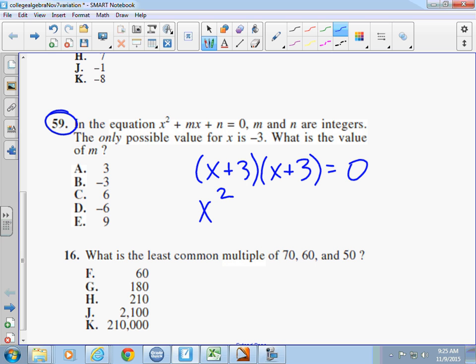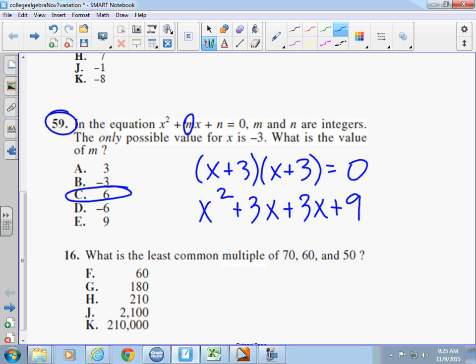x squared. What makes this equal? Oh, it's not negative 3. So it would have to be x plus 3 to get negative 3 as an answer. Everyone agree that's what that FOILs to be? So m would have to be 6. 3 plus 3 is 6. So that was actually a factoring question, in a weird sort of way.